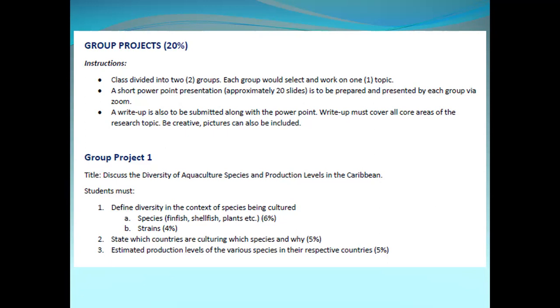So say, for tilapia, talk about Trinidad, see what data you get, see what they're doing in Jamaica. Jamaica does a lot of tilapia production. I'm just using that as an example. So you really discuss and you really get into it. But the title again is Diversity of Aquaculture Species and Production Levels in the Caribbean.